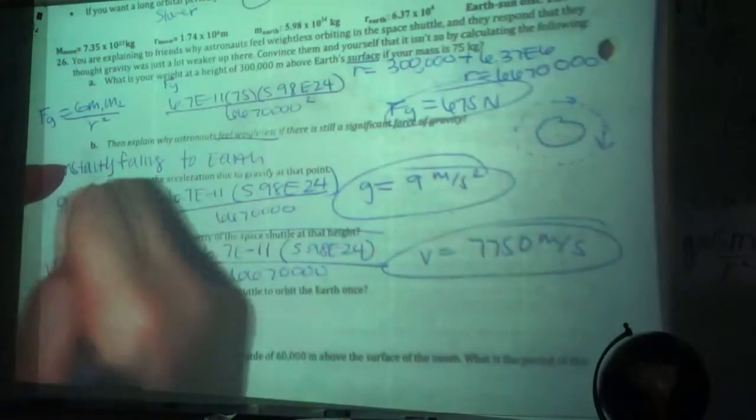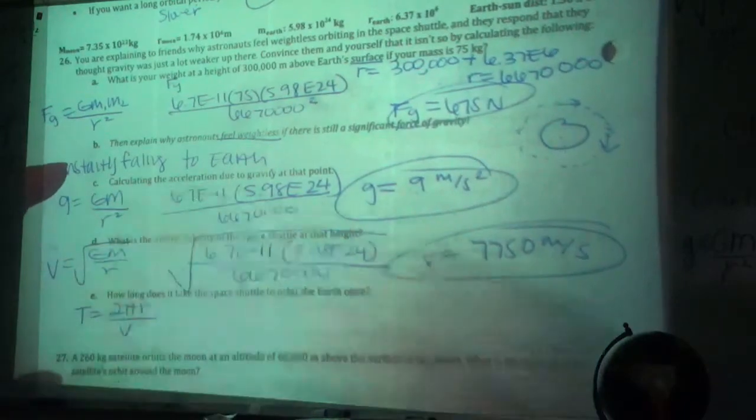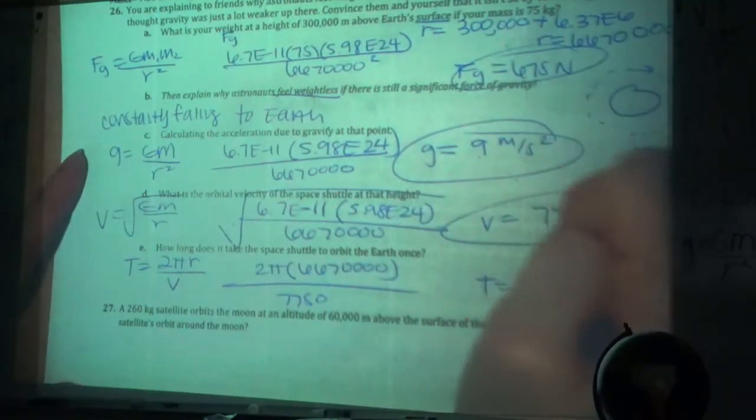And then how long it takes is asking for the time or the period. So you plug into your period equation, 2 pi radius, we know, divided by velocity we just found, and you should have gotten 5407.